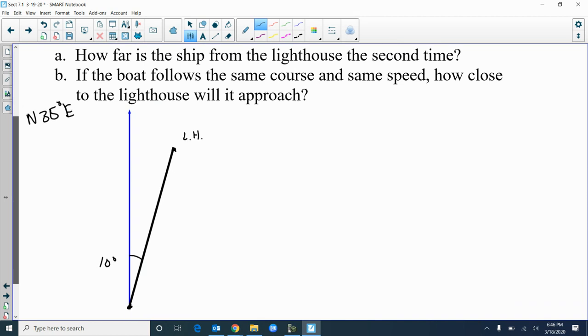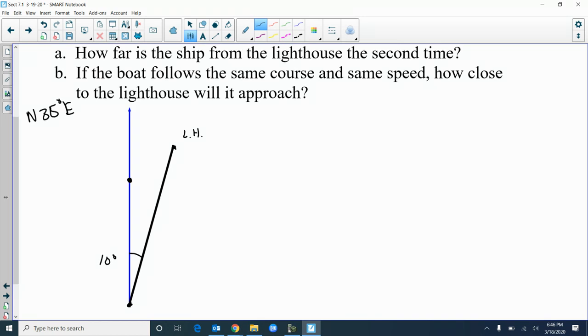Okay, so let's just put it approximately here. Let's connect. There's our boat. And then there's the lighthouse, and there's a segment connecting. Where's the 35 degrees at? So a bearing of north 35 degrees east, that would put that angle right there as 35 degrees. Okay. All right, 2 questions. How far is the ship from the lighthouse the second time? Let's solve that first. That would be this distance here, x, that I just marked.